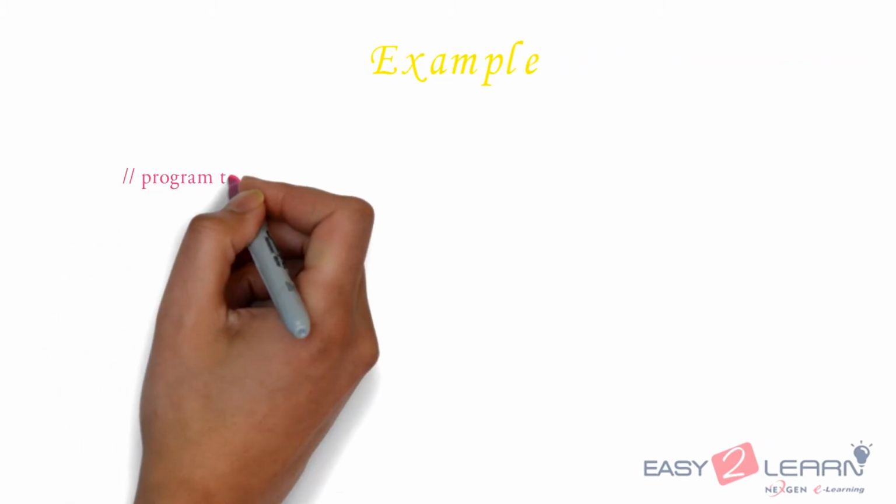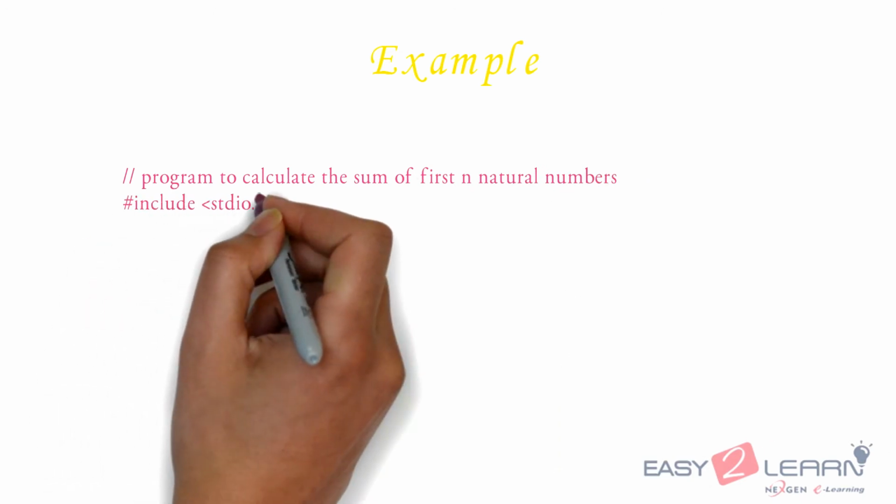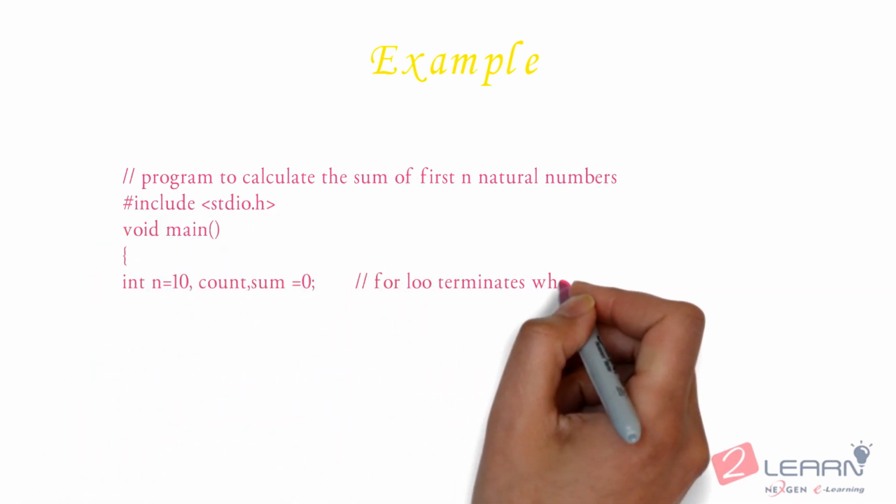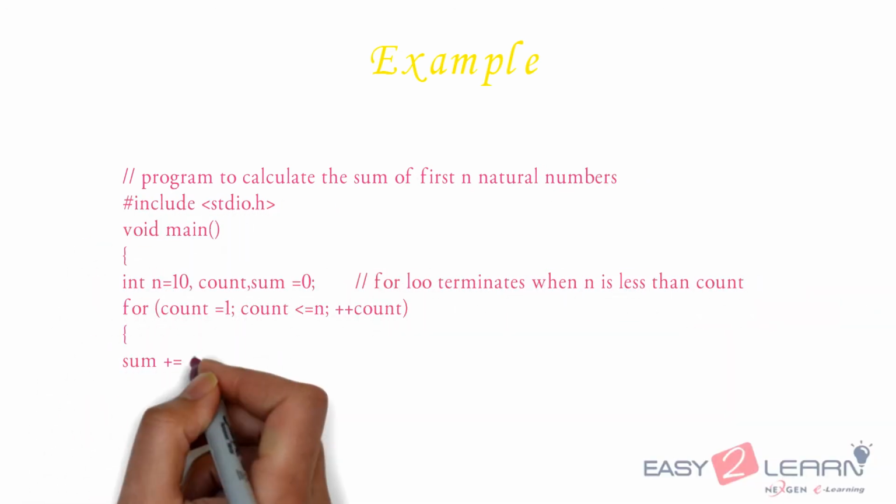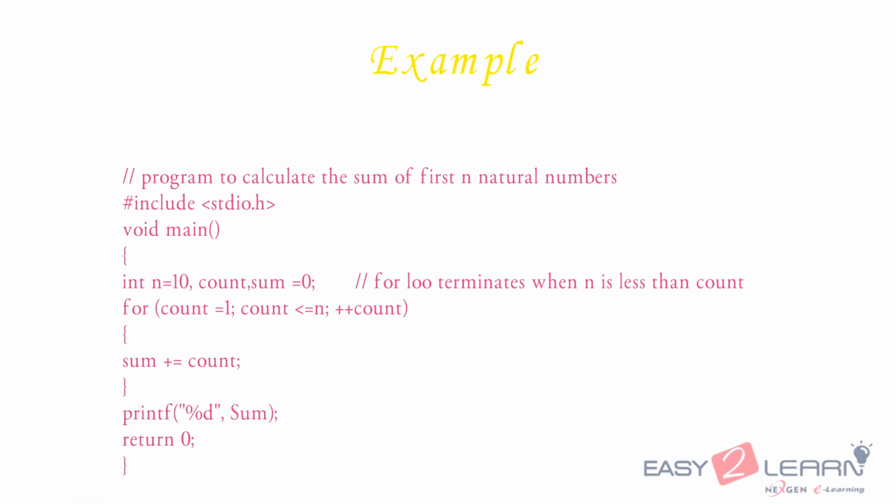And here's an example program on for loop. It is to calculate the sum of first n natural numbers. We take up a variable count and set its initial value to 1 and repeat the value of count from 1 up to the number n where it is set to the value 10.